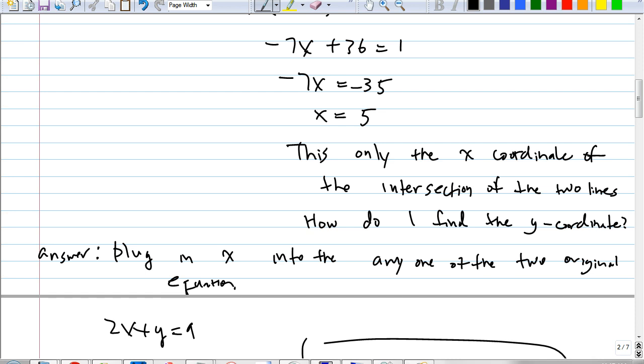You just basically choose the easier one because it's going to give you the same y coordinate. Does that make sense? Because that's where they intersect, right? And that's the solution of both of those lines. You know what I'm talking about?